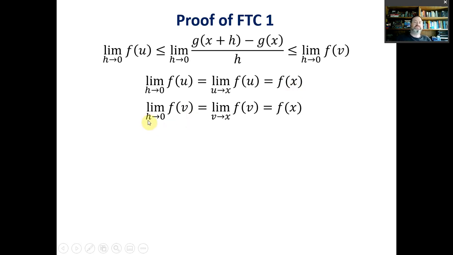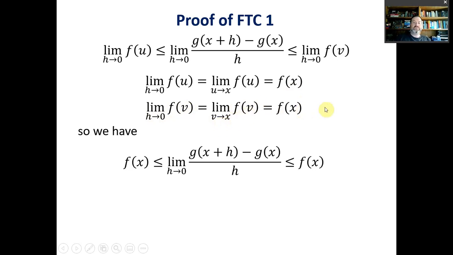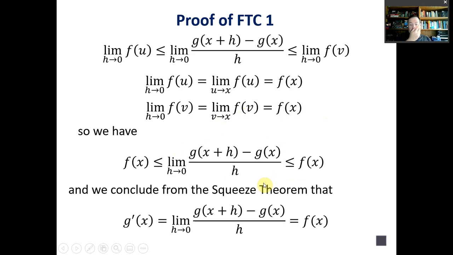What about on the other side? u is just somewhere in the interval and v is somewhere in the interval. Same thing. The limit as h goes to 0, v gets closer to x. So we just plug in x, because this is a continuous function, and we get f of x. That gives us this. This thing in the middle is the derivative of g. And from the squeeze theorem, this is f of x, this is f of x, so this has to be f of x. So the derivative has to be f of x.